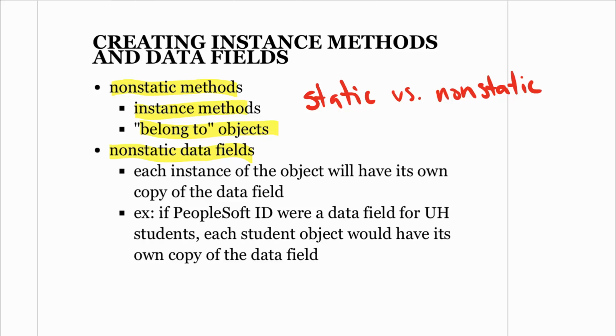And what that means is that each instance of the object will have its own copy of the data field. In the example here, the PeopleSoft ID is like an attribute that all UH students have. But that attribute is not static, because if it was static, then we'd all just have the exact same PeopleSoft ID. So the ID number is non-static because it's an attribute that exists for all of us, but the value of that attribute is completely different for every single instance or every single object of the UH student class.